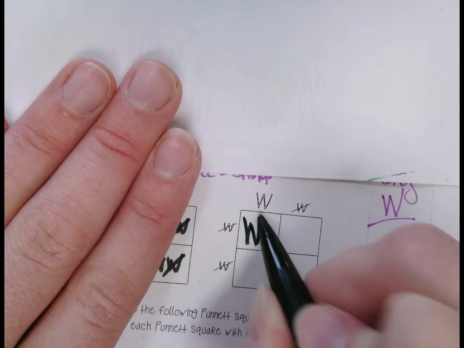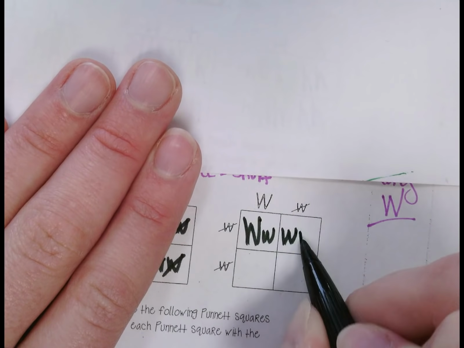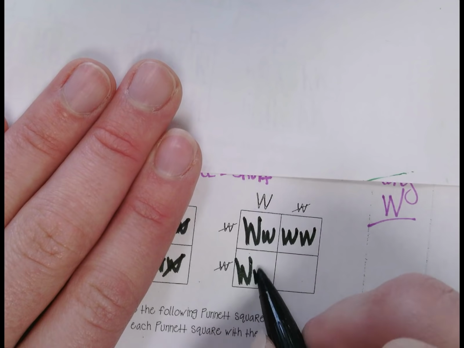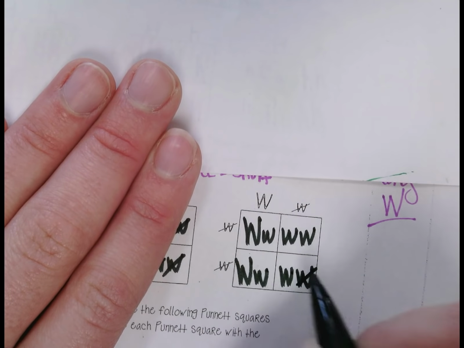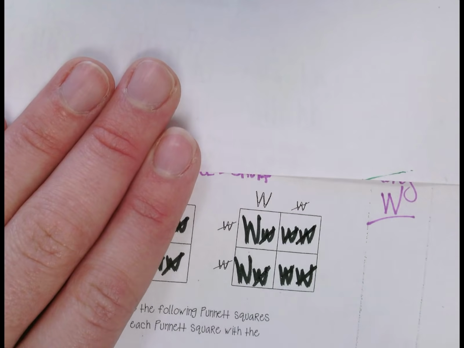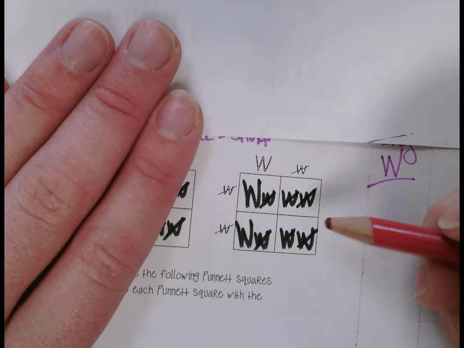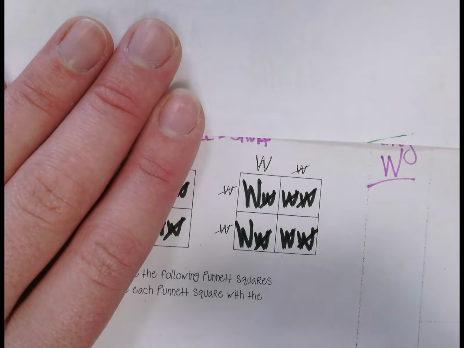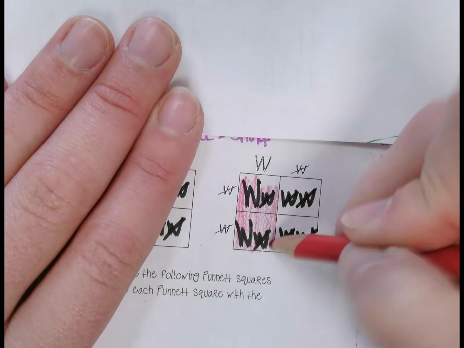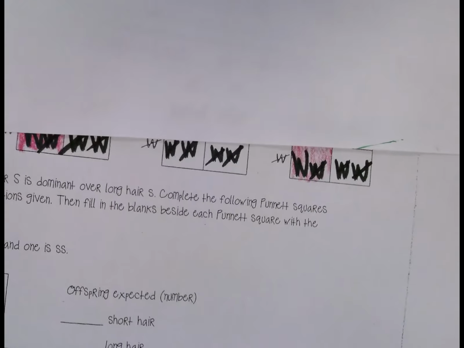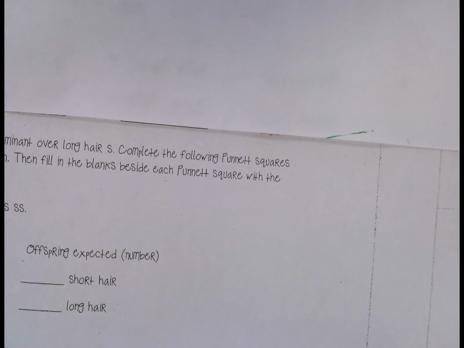This is big W, little w, little w, little w, big W, little w, little w, little w. So I'm just going to draw some little lines through these. Because these two are both homozygous recessive, these are the only two that are going to have long wings. So looking at that, I don't think I have to color in any of these, so I'll go back to my purple pen.